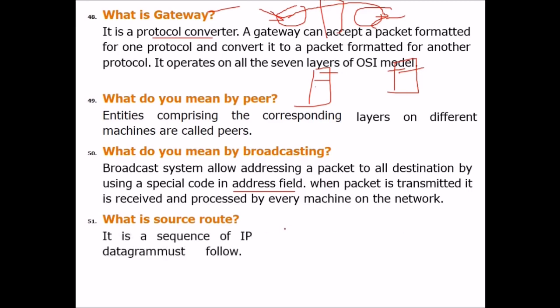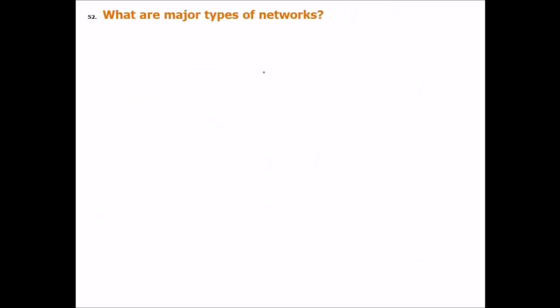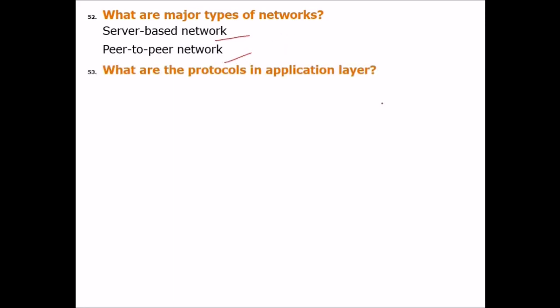What is a source route? It is a sequence of IP addresses identifying the route a datagram must follow. This is a source route. So a source route may optionally be included in an IP datagram header itself. What are the major types of networks? You have server-based networks and peer-to-peer networks.